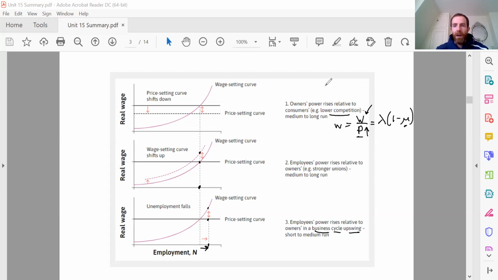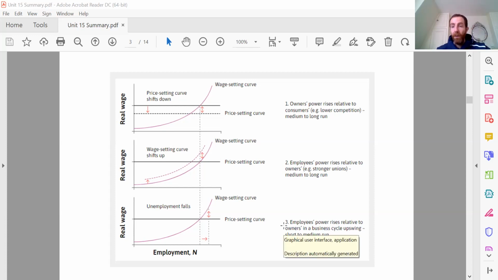So we're going to dive into these examples, I think all of them, in a lot more detail and see the full story later on. But this is a nice starting point to show us some of the causes, some of the things that can lead to inflation.